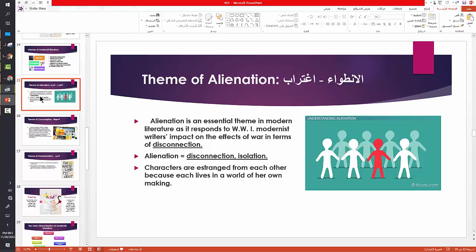Alienation equals disconnection and isolation. Characters are estranged from each other because each lives in a world of her own making. It's like here, in this picture, you can see this red one is living in his own world. He's isolating himself. He's disconnecting from his surroundings. So this is the meaning of alienation.